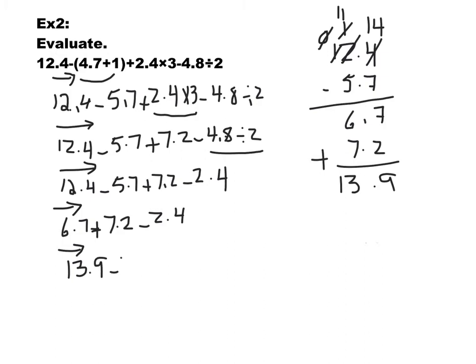minus 2.4. There is only one operation left, which is subtraction, so I subtract 2.4 from 13.9. 9 minus 4 is 5. 3 minus 2 is 1, and 1 comes down. So the answer is 11.5.